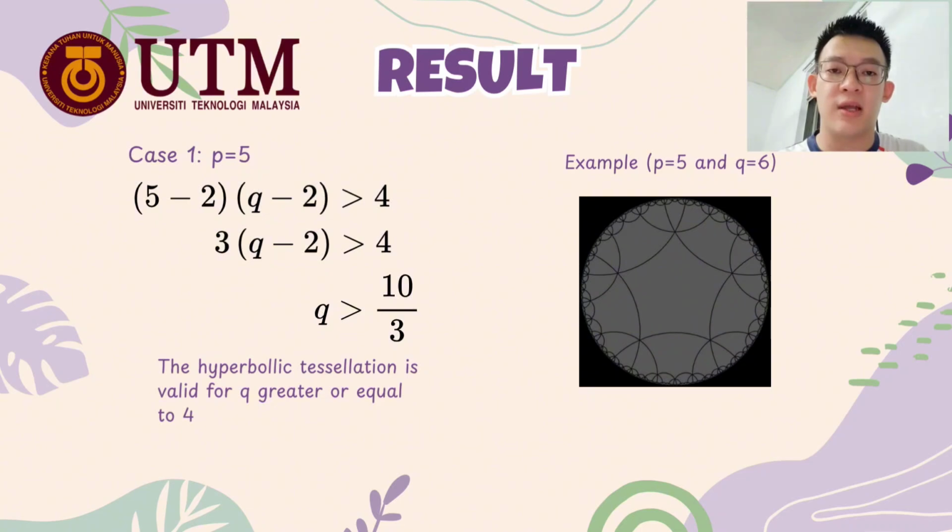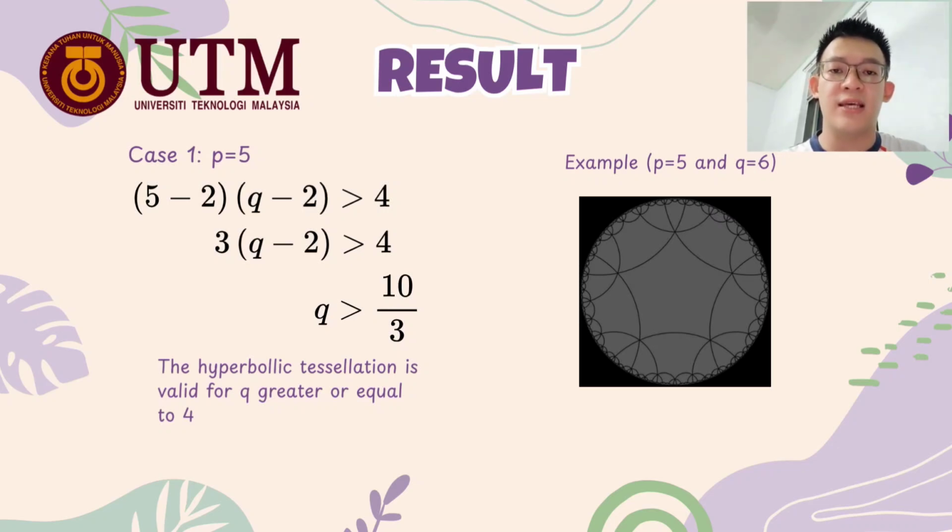Meaning that we are using regular pentagons for the tiling. We substitute into the inequality (p − 2)(q − 2) > 4, where p is equal to 5. Then this implies that q is greater than 10/3. Since q is an integer, we can conclude that q is greater than or equal to 4. It's required for a hyperbolic tessellation.